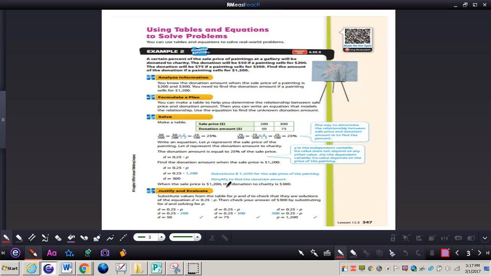So I do want you to read through page 347. You can refer back to these certain steps that you can see to solve these types of problems using a table and also an equation to help you out. Now, read through that. Just pause the video and read through that, and then we'll take a look at number 6 together. So I'd like you to pause the video and read through page 347. You can do that now.